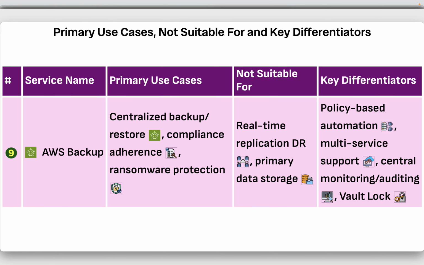Next, AWS Backup. Primary use cases are centralized backup and restore, compliance adherence, and ransomware protection. Not suitable for real-time replication, disaster recovery, and primary data storage. Key differentiators are policy-based automation, multi-service support, central monitoring and auditing, and Vault Lock.